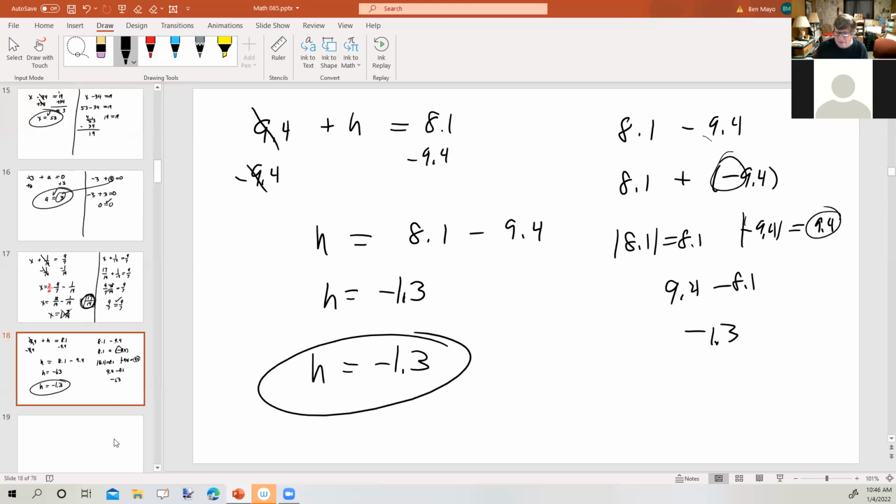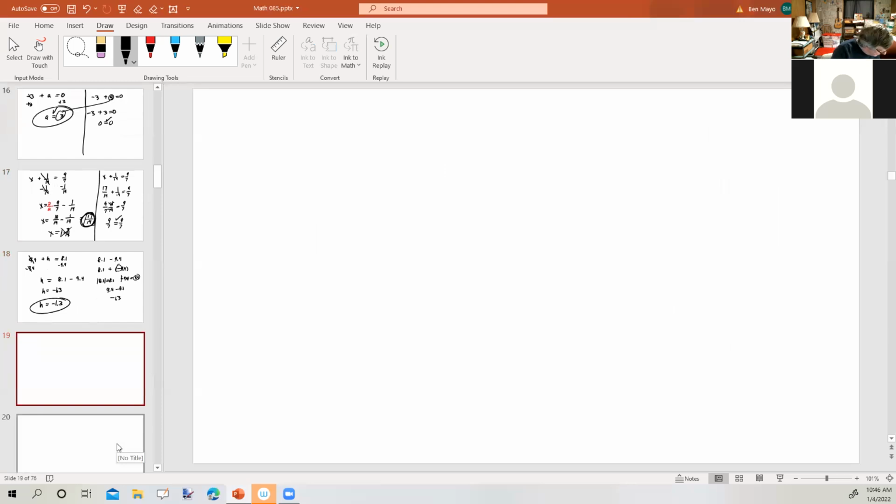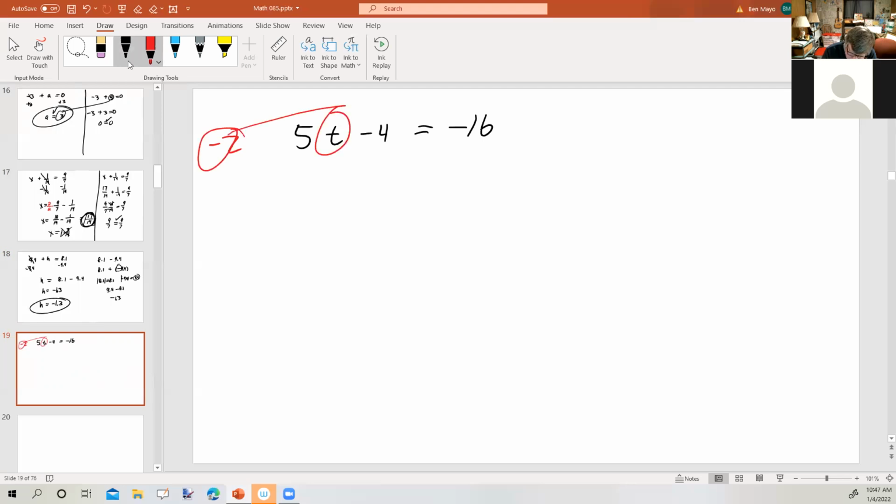All right, so we've looked at the addition property of equality and the subtraction property of equality. What I want to do now is look at some equations that are a little bit more complicated than that. 5t minus 4 equals negative 16. And they give us a proposed solution. They say, see if negative 2 is a solution to this equation. So that means negative 2 goes in the place of the variable.